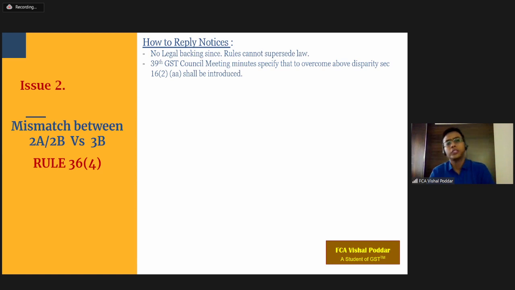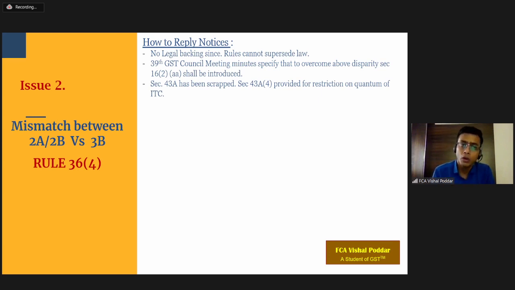In fact, in the 39th GST Council meeting, this point, after a lot of representation from various state bodies and the CA Institute, was taken up for discussion, and it was recorded that the Council recommended, in order to overcome this disparity of not having any legal backing, to introduce 16(2)(aa). So this is another point which you can use in your reply, that the basic reason given for introducing 16(2)(aa) was to remove this disparity, that the rule was without a legal backing. When this itself was discussed in the Council meeting and is on record, you can always use it as your defense. 43A, which was introduced for giving legal backing to 36(4), never saw the light of day. And today, as per the new Finance Act, it has already been scrapped because now you have 16(2)(aa). So 43A is not required.